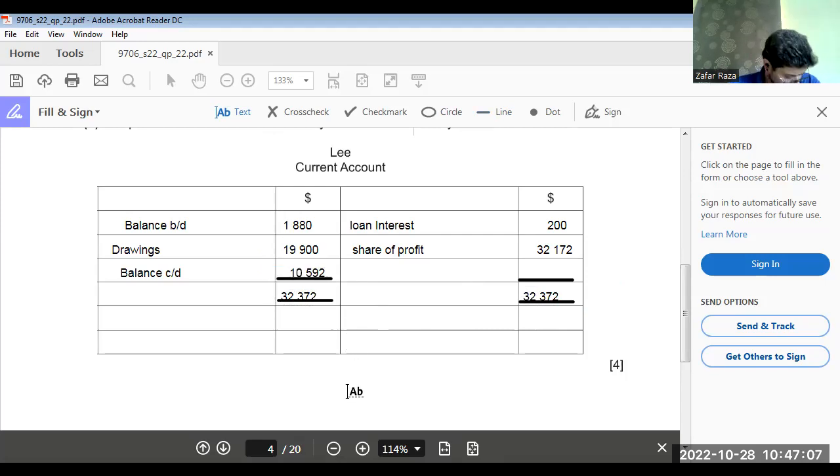Now, what mistake do students make here? They don't bring down balance b/d. Please don't forget, whatever T account you are making, after completing your work, beyond shadow of doubt, you have to write balance b/d over here, 10,592. Students leave questions here. Don't do this. Just write balance b/d as well.